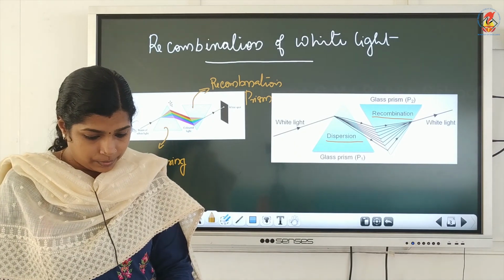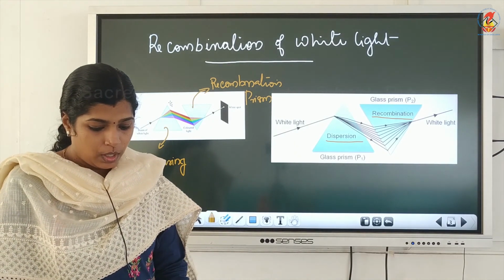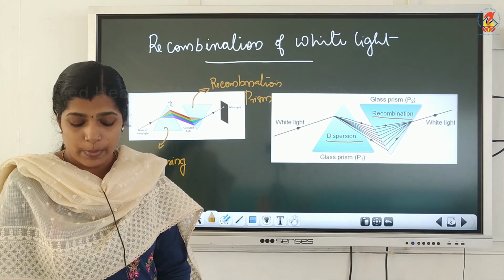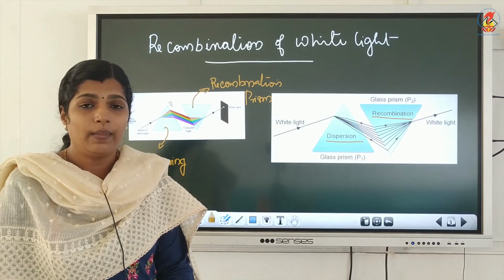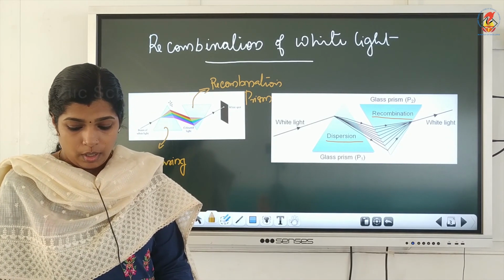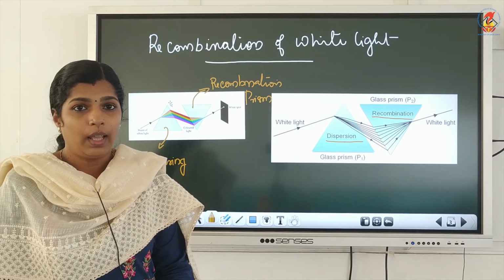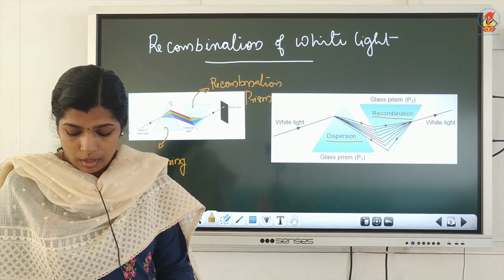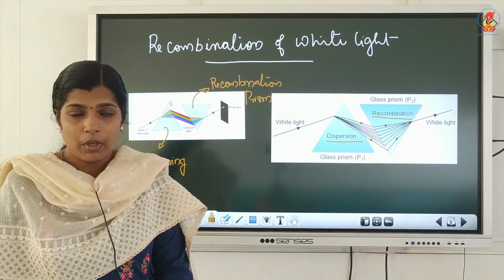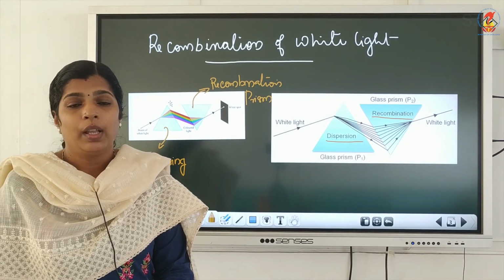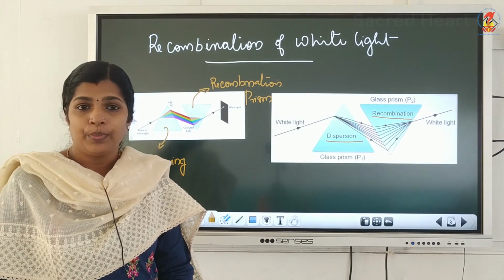For this topic, refraction of light through a glass prism, see page number 192, figure 11.4. Then page number 193, figure 11.5, and then 11.6 also. 11.5 is about the dispersion of white light, and 11.6 is about the recombination of white light.